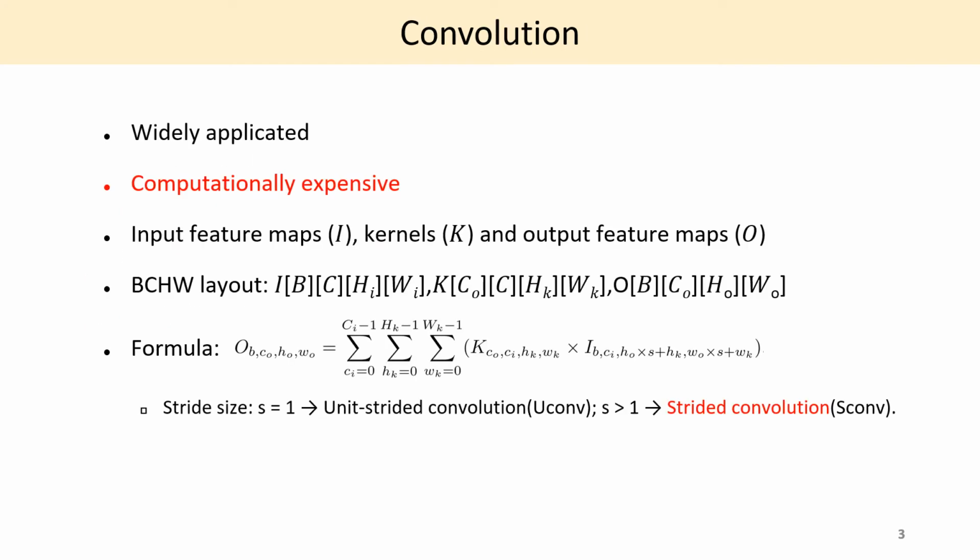Convolution has been widely applied in various fields of artificial intelligence. However, it is computationally expensive to perform convolution operation. Convolution operation involves 3 variables: input feature maps, kernels, and output feature maps. In BCHW layout, these variables can be written like shown here, and the calculation process of convolution operation is written here in the formula. It is unit stride convolution if the stride size s equals 1, and stride convolution if s is greater than 1.